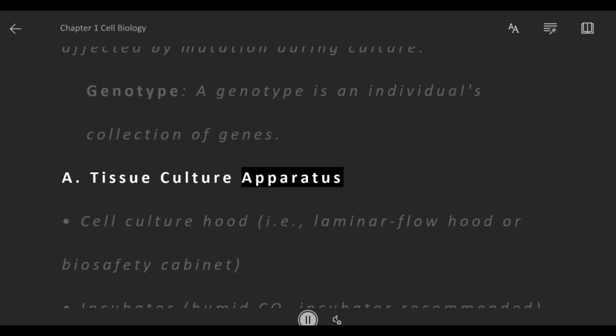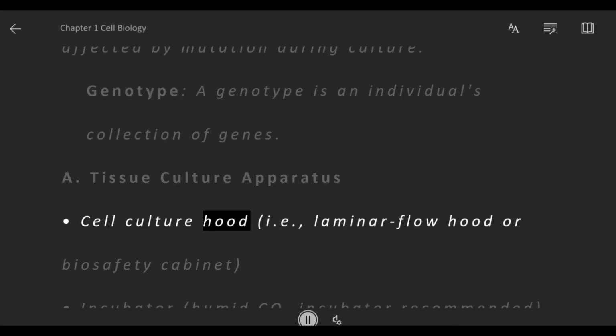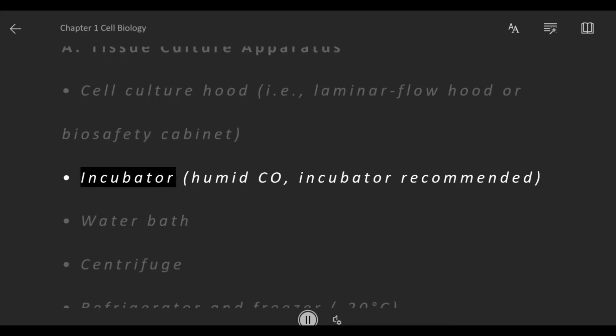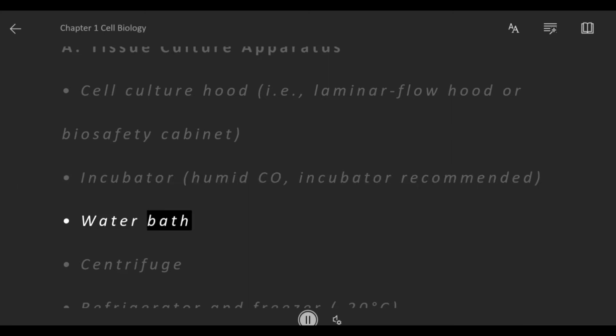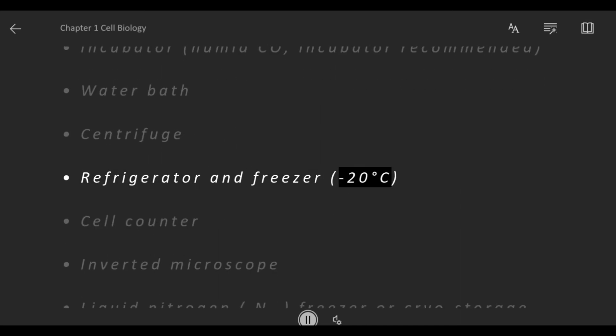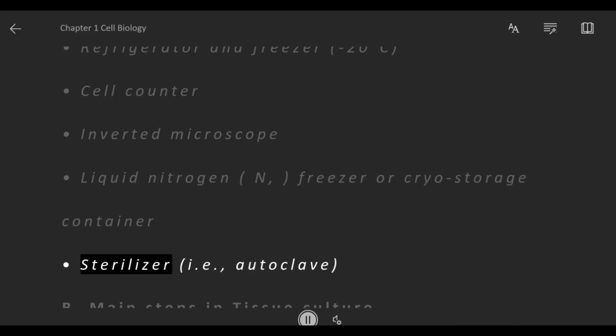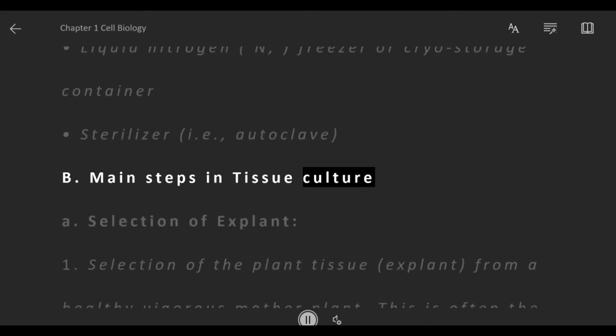A tissue culture apparatus. Cell culture hood, i.e., laminar flow hood or biosafety cabinet. Incubator, humid CO2 incubator recommended. Water bath. Centrifuge. Refrigerator and freezer, -20 degrees Celsius. Cell counter. Inverted microscope. Liquid nitrogen, LN2, freezer or cryo storage container. Sterilizer, i.e., autoclave.